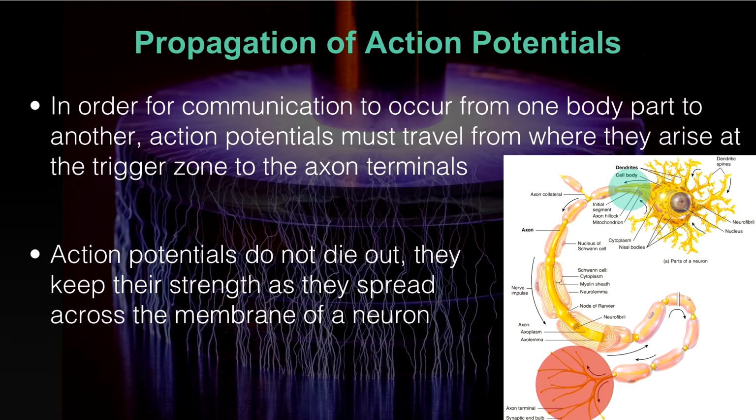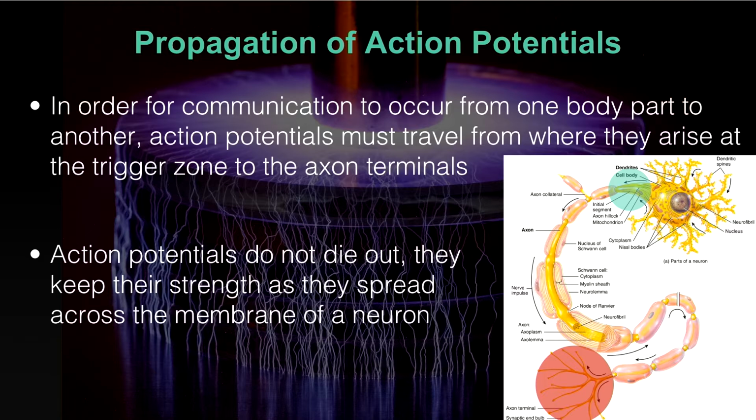They have the same strength regardless of where they are. If they fire, there is a certain magnitude or amplitude to that action potential. And the same is true as you move from the trigger zone down the axon to the synaptic bulbs at the end. It's all or nothing. It's on or off.